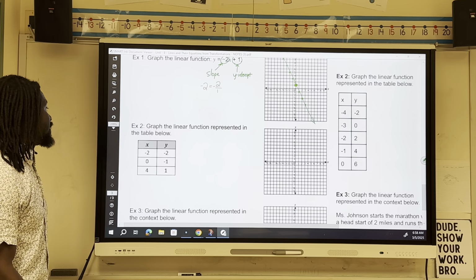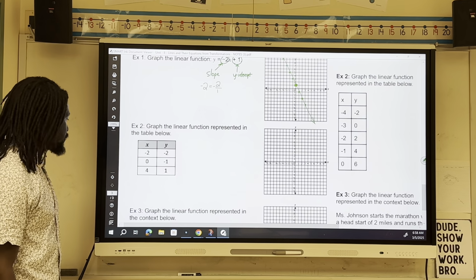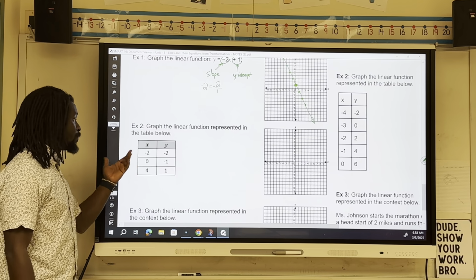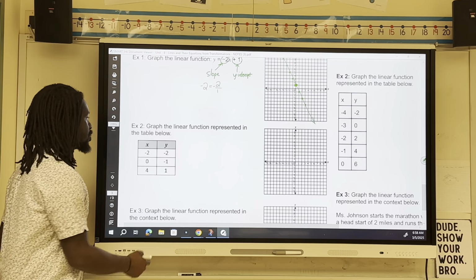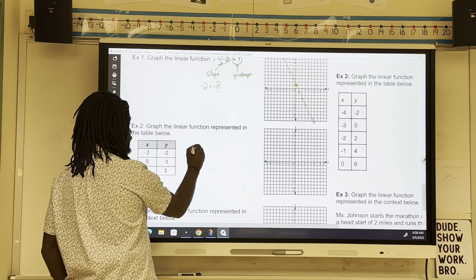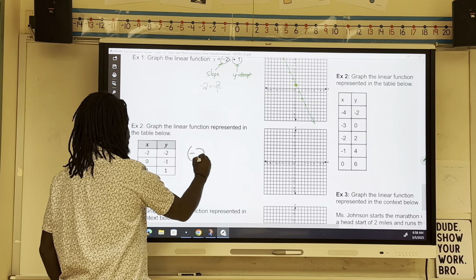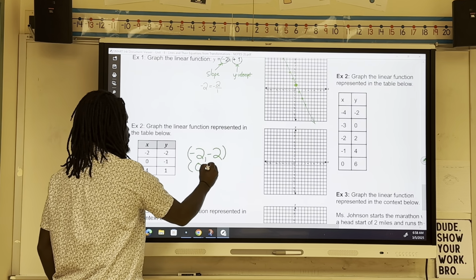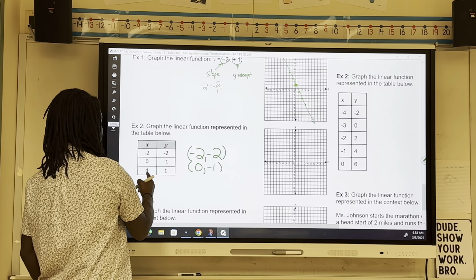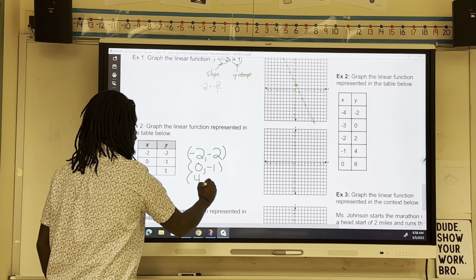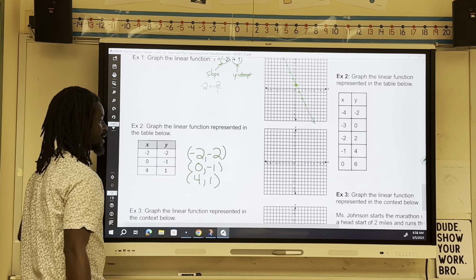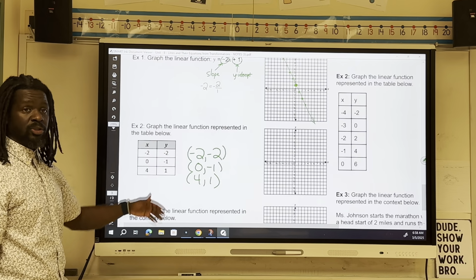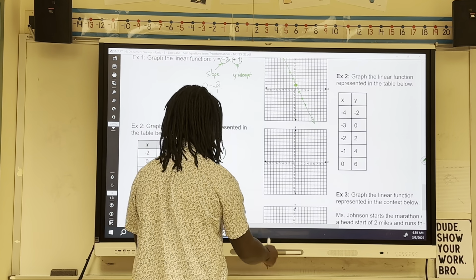Now we're going to graph the linear function represented by a table, okay? And so now when I have the table, I know what my x and my y are, and so I'm just going to graph each of these points. So my first point is negative 2, negative 2. Second point is 0, negative 1. And then my third point that I'm given in my table is 4, 1. Okay, now these aren't all of the points, these are just the ones that have been given. So let's go ahead and graph these, okay?